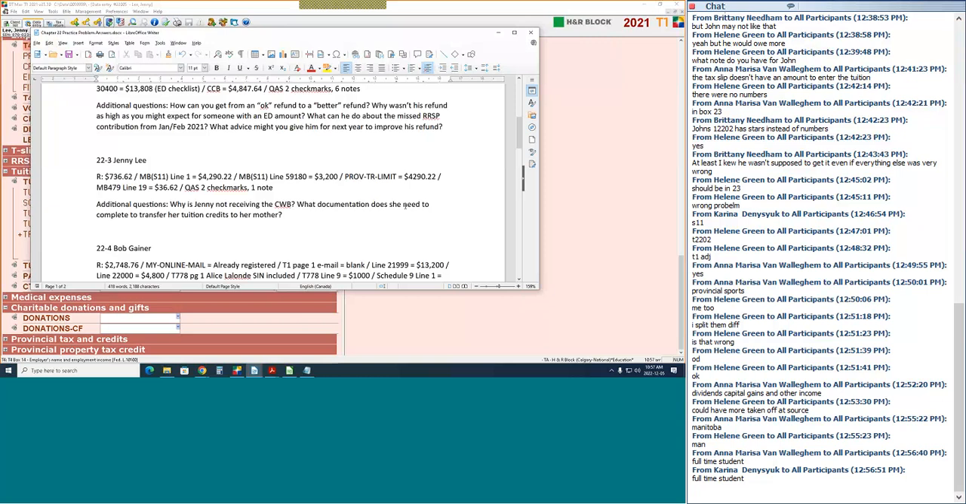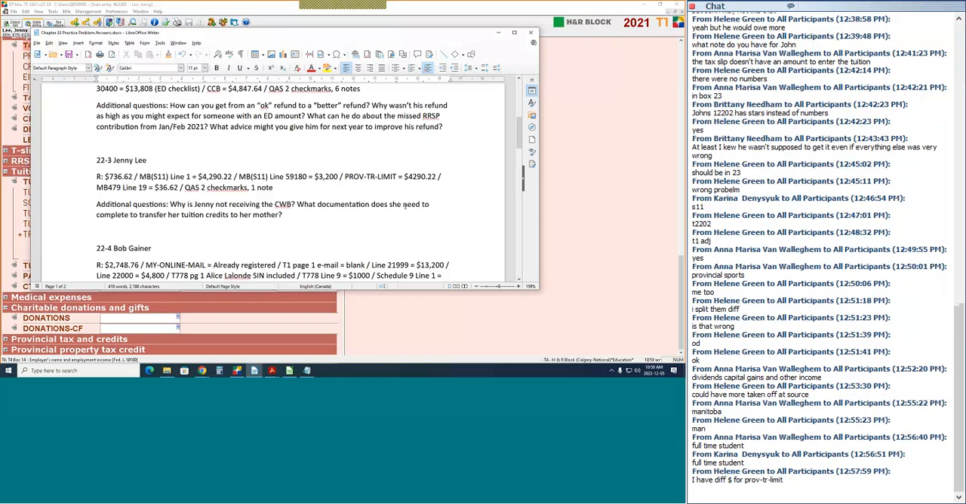Or if she's in Manitoba, but her mother, who she wants to transfer it to, is in a different province, we have to think about how much she can transfer provincially. Federally, we don't have to mess around with it, but provincially, we have to think about it. And you're going to go back to your supplement for that, or to your, I think Facts and Figures is the book that has the tuition.